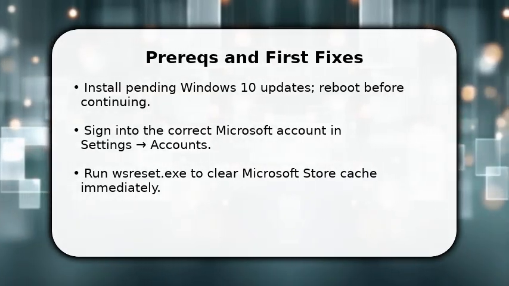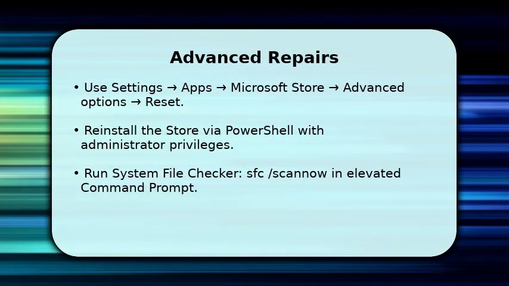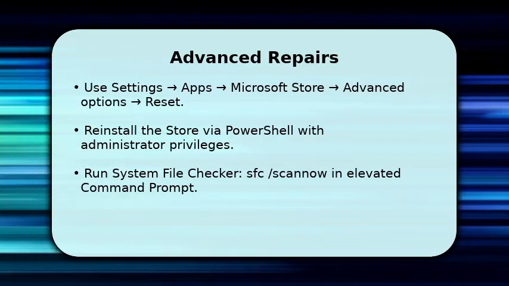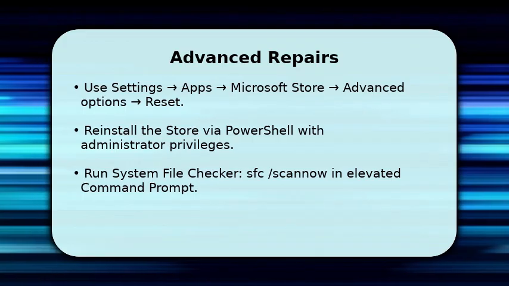deeper repairs. Once the basic steps didn't stick, reset the store from advanced options to restore defaults without losing other apps. Make sure to run PowerShell as administrator if you need to reinstall the store package. This fixes missing or corrupted app registrations. Also execute sfc /scannow to repair system files that the store depends on. These actions correct deeper file and registration level issues. After each step, reboot and test the store so you can identify which repair solved the crash.